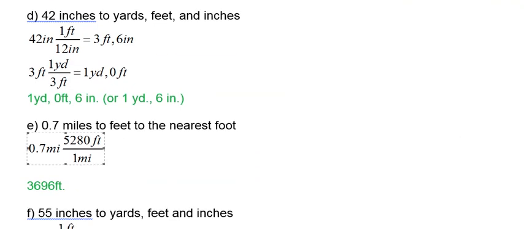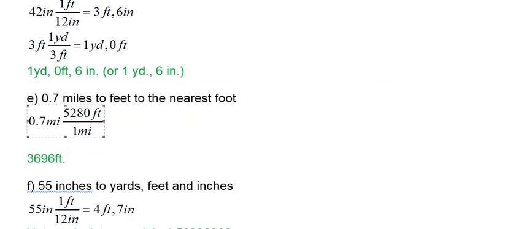Another one going from yards to feet to inches. So first of all, we take those 55 inches and bring them to feet. So 55 divided by 12 goes evenly 4 times, that's 48. 55 minus 48 leaves us with the 7 inches.